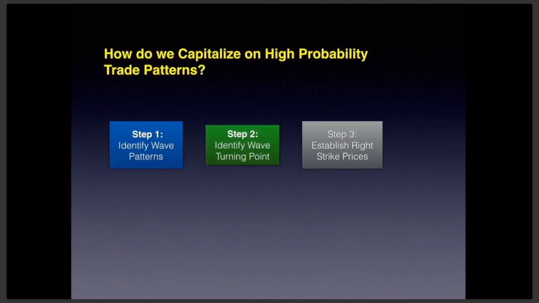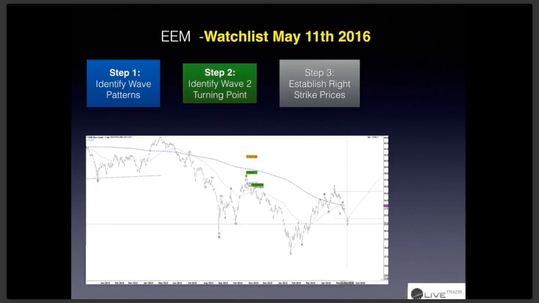So the question is, how do you capitalize on high probability trade patterns? Step 1 is to identify wave patterns. Step 2, identify wave turning points. And step 3 is to establish the right strike prices. When it comes to vertical spreads, you can select any strike prices. It really depends a lot on the current underlying price. So timing is everything when it comes to trading vertical spreads.